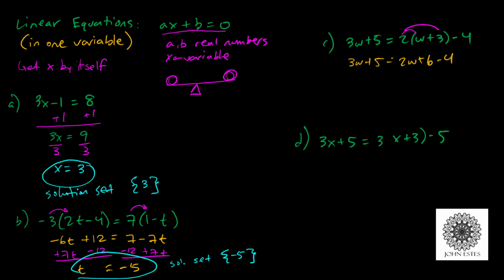Okay, so now from there, I'm going to bring over my 2w, and so I have 3w minus 2w ends up being 1w, and I subtract my 5. So I have 6 minus 4, which is 2, minus 5 gives me a negative 3. Let me write that a little better. Negative 3. Okay, and there's my solution.